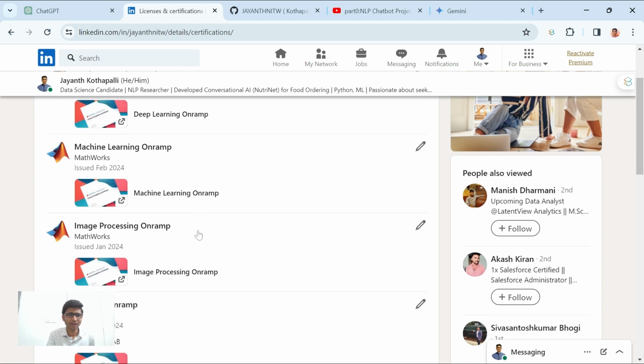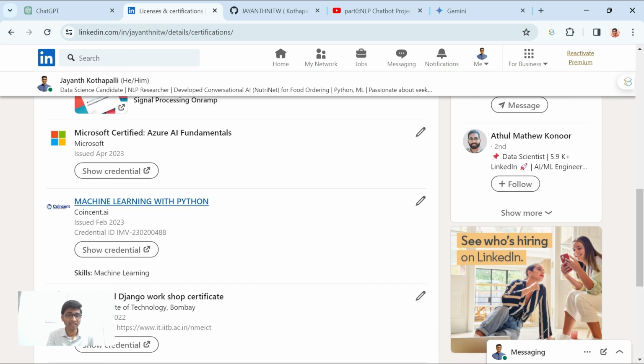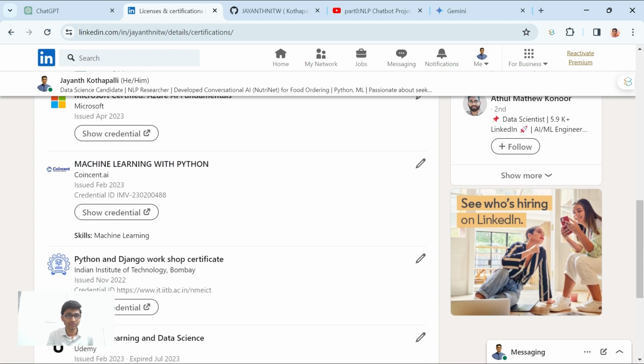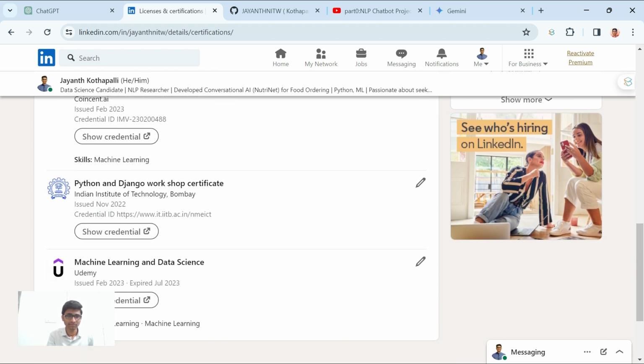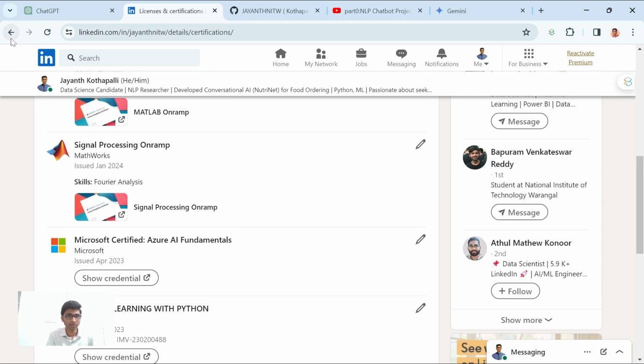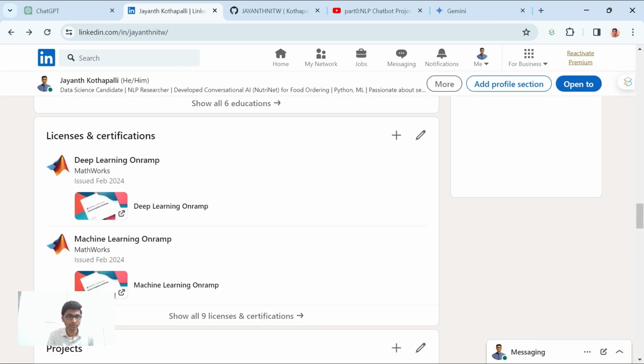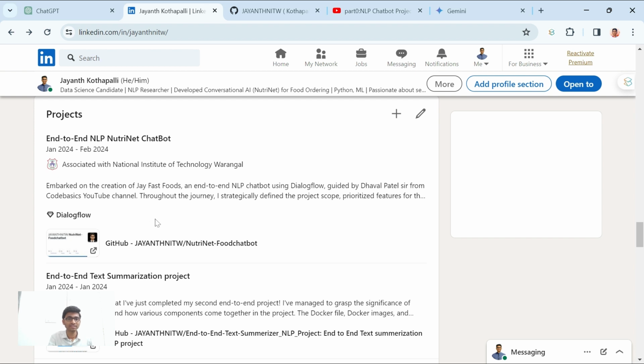I have completed the Onramp courses from MATLAB. These courses are part of my AI course at present in this semester, and these are all the other courses: machine learning with Python, Python Django, and a Udemy course. As I told you before, you have to mention certificates. You have to give the links to those certificates, and then the projects.